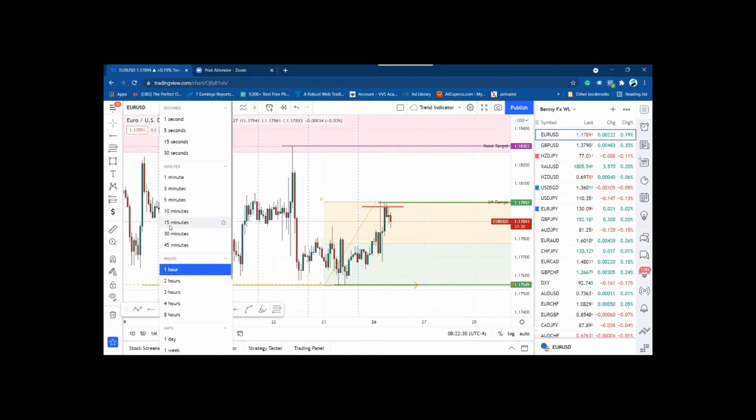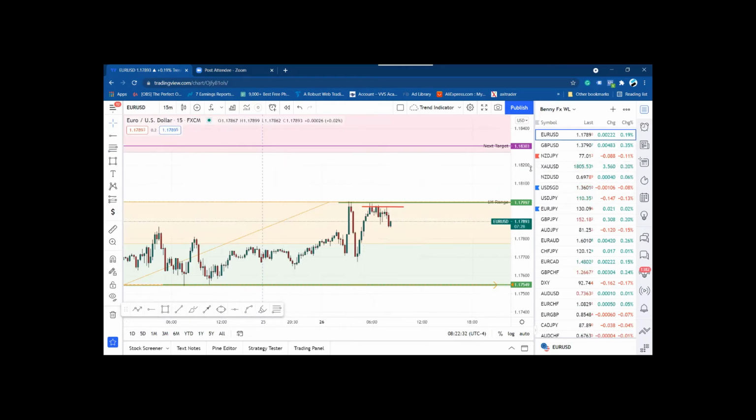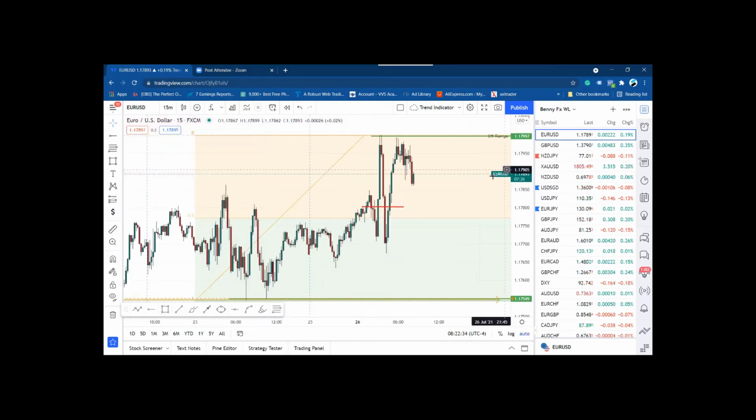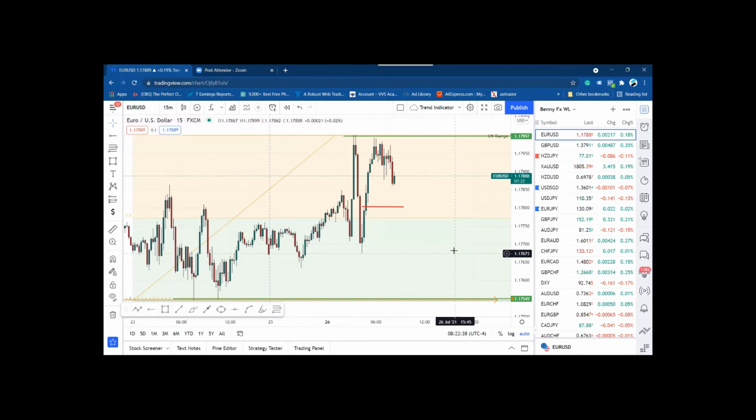I can go down to lower time frame, 15-minute time frame. In a 15-minute time frame, what do I see? Well, first of all, I want to see, is there any reason for the price to come lower now? Well, we see there's a gap here, which is at the 50% border. You can see this gap here.